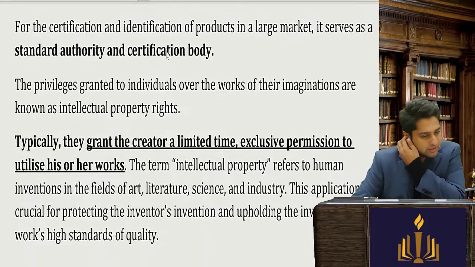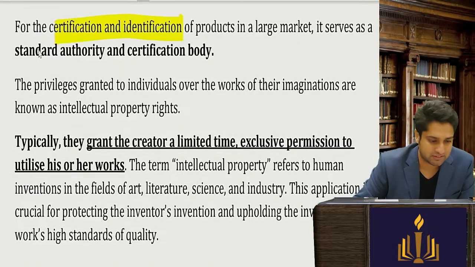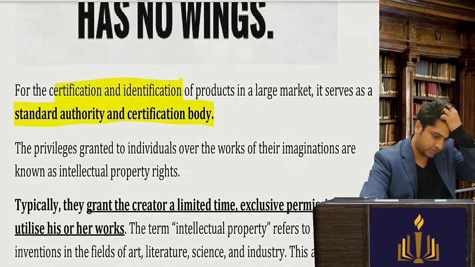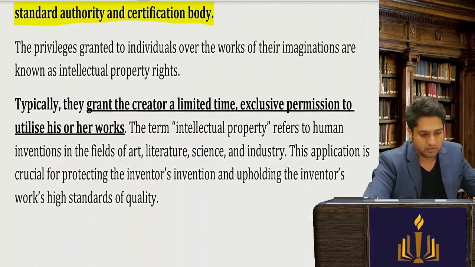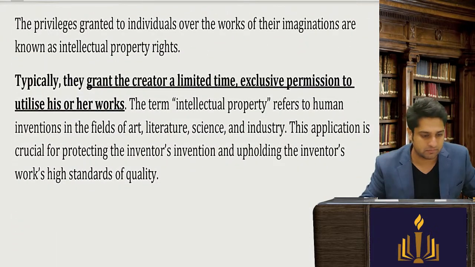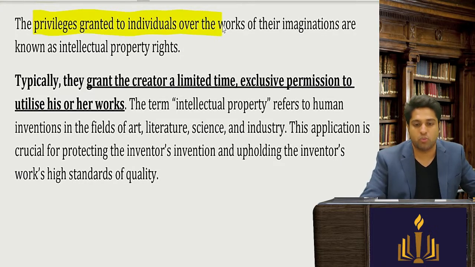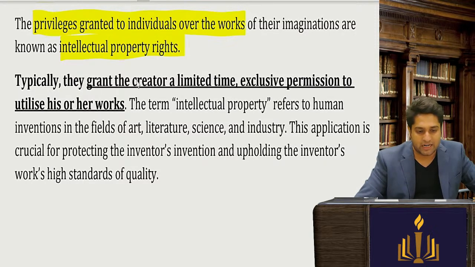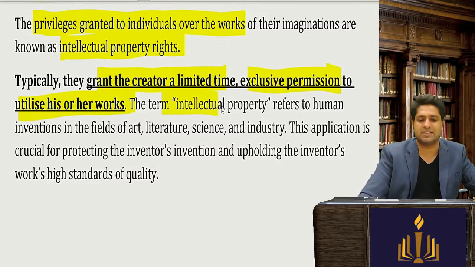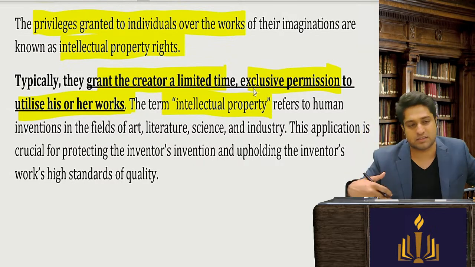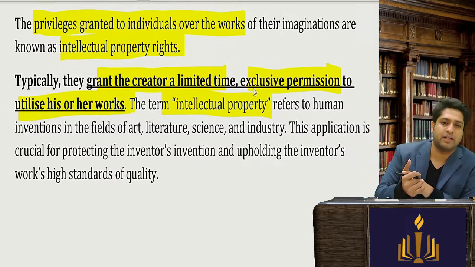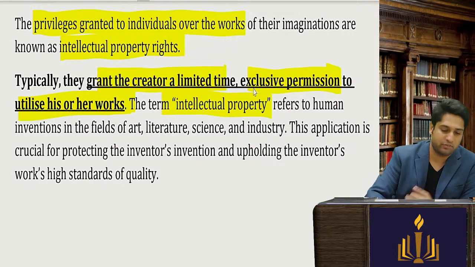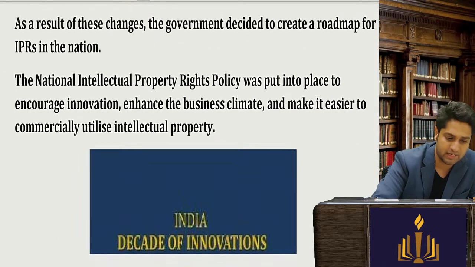For certification and identification, it serves as a standard authority and certification body. The privileges that a person gets over his work are called intellectual property rights. They grant a creator limited-time exclusive permission to utilize his work. So they are just giving you general stuff about intellectual property and what powers he will get, which we've already discussed. Positive rights and negative rights.